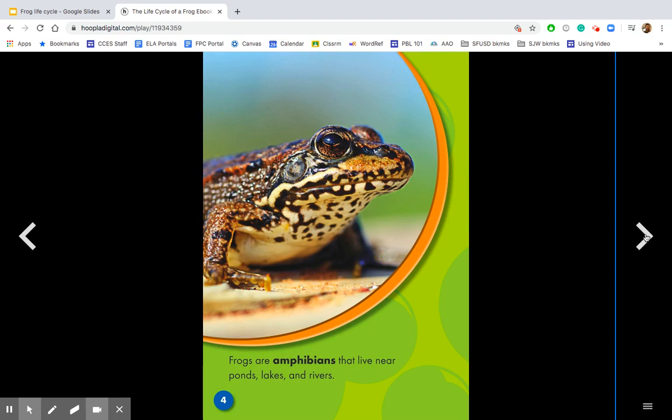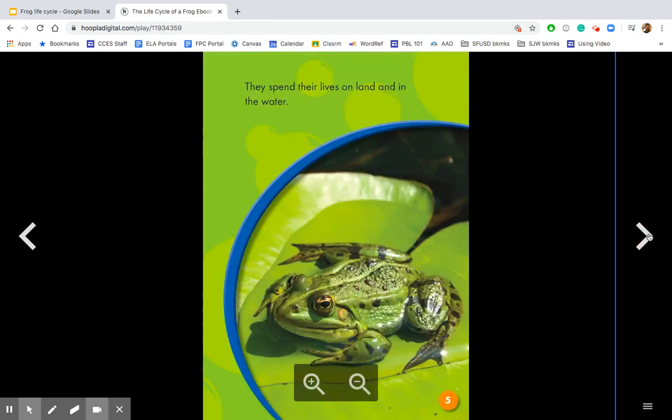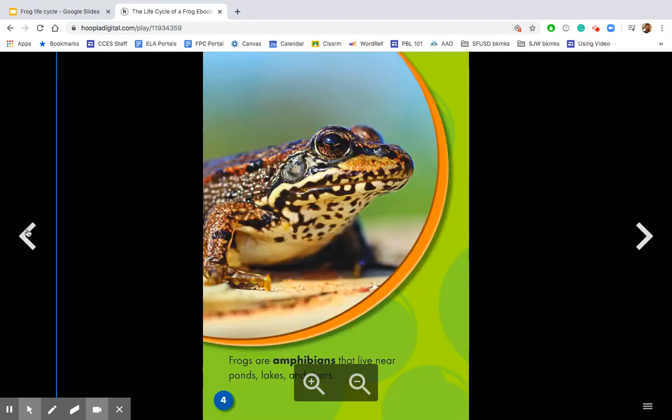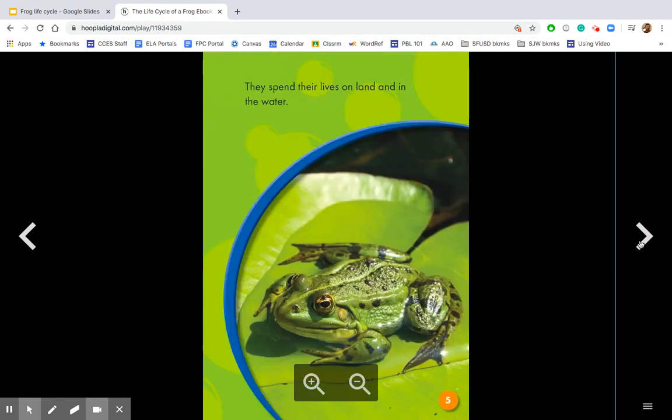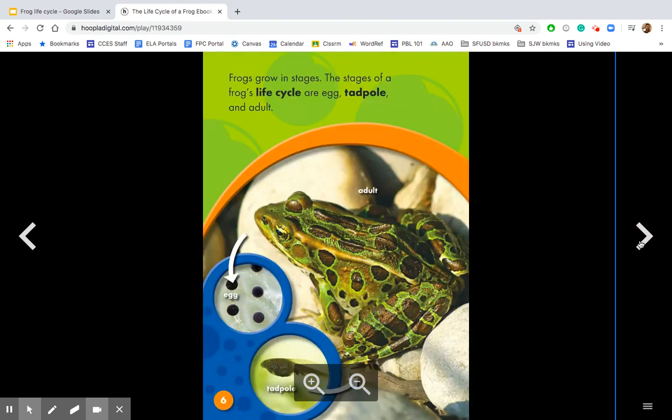Frogs are amphibians that live near ponds, lakes, and rivers. They spend their lives on land and in the water, and that's what the word amphibian means. They can live both on the land and in the water. Frogs grow in stages or steps. The stages of a frog's life cycle are egg, tadpole, froglet, and adult. 4 big steps.